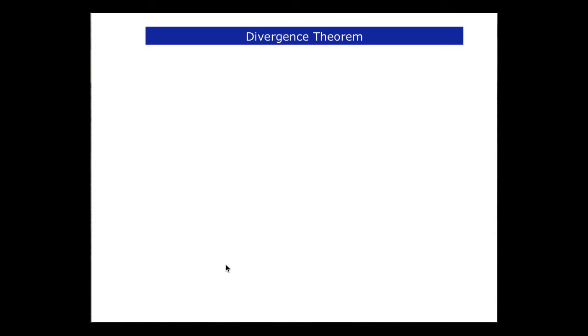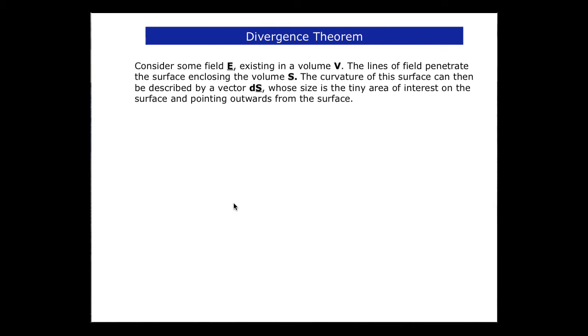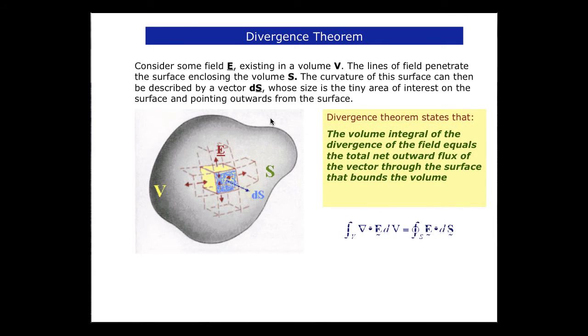There are two important theorems which we would often use in this course. They relate various three-dimensional integrals and differential operators. One is the divergence theorem. Consider some field E existing in a volume V. The lines of field penetrate the surface S enclosing the volume. The divergence theorem states that the volume integral of the divergence of the field equals the total net outward flux of the vector through the surface that bounds the volume. It relates the volume integral to the surface integral and will be used quite often in this course.